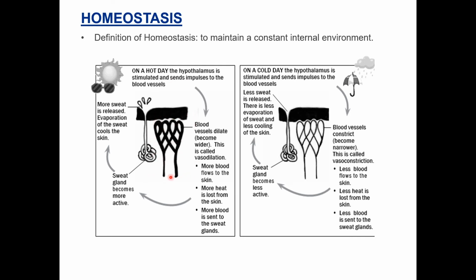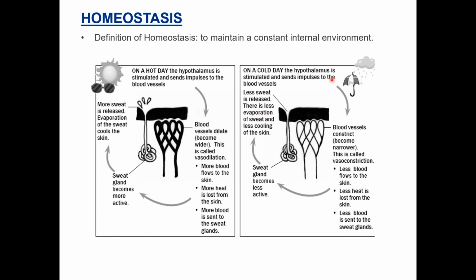Now, it's hot, and we know that blood carries a lot of heat, so the blood vessels will dilate, become wider. This is called vasodilation. So more blood flows to the surface of the skin and more heat will be lost by radiation. Because more blood is flowing in the skin, more blood is sent to the sweat glands, which activates the sweat gland to secrete more sweat, more evaporation of the sweat, which cools the body, and that will bring your temperature back to normal. Cold day, the exact opposite happens.